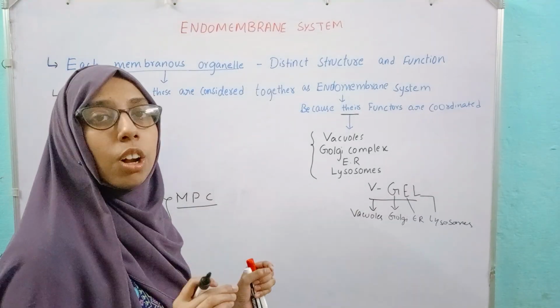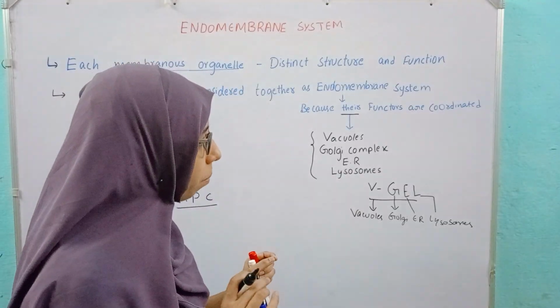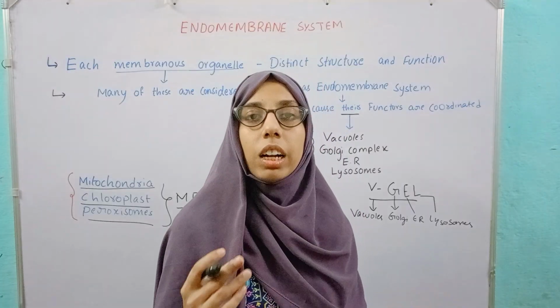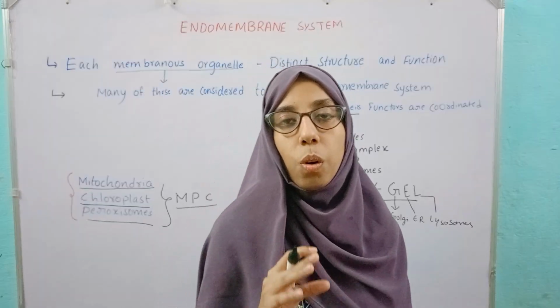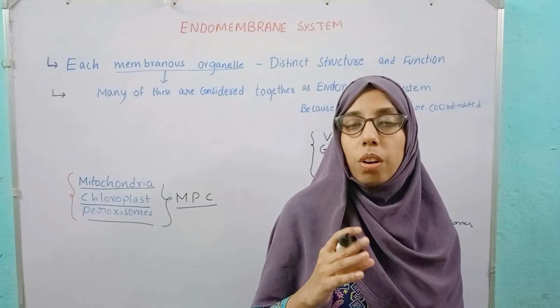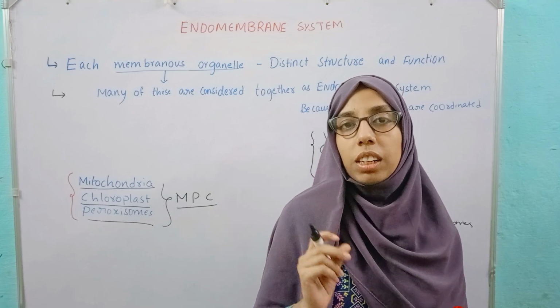These three organelles do not form part of the endomembrane system, whereas vacuoles, Golgi complex, endoplasmic reticulum and lysosomes form part of the endomembrane system as their functions are coordinated. In the next slide we will see how their functions are coordinated and we will study each organelle individually.